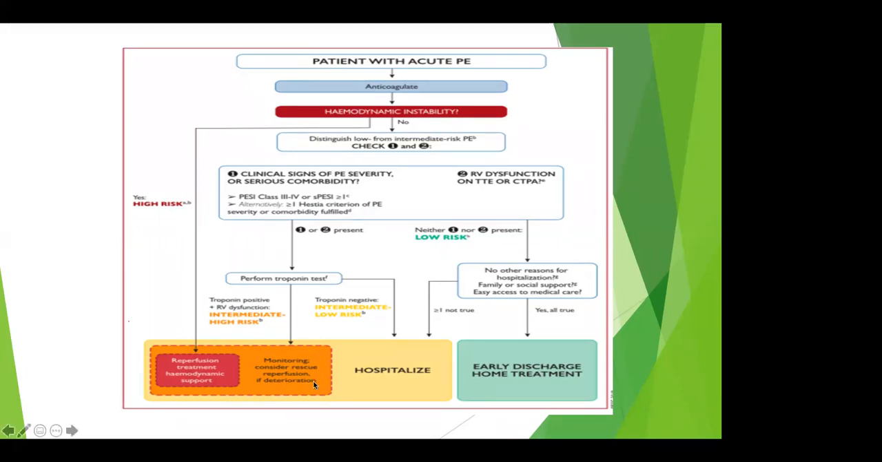So patients with an intermediate high risk, you watch and wait. If they deteriorate, then you rescue thrombolyze them. Patients with intermediate low risk, you definitely hospitalize them, but you won't thrombolyze. Now, it's interesting to see that the low risk patient, some of them may require hospitalization, and there's a very small subset of them who you can discharge early and give an outpatient treatment.